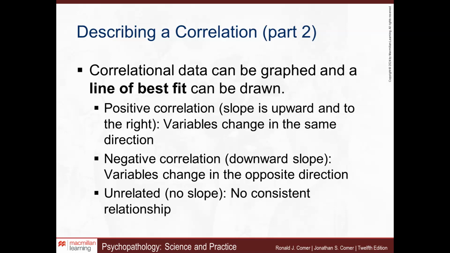Now on the graph, sometimes the different points that are shown on the graph might be inconsistent, and that shows that there is no correlation. It is unrelated.